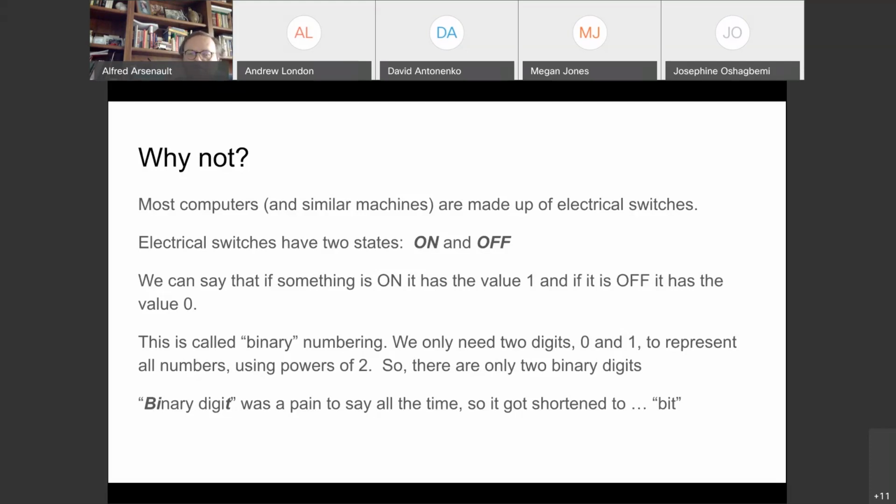And this is what's called a binary system. You only need two digits, 0 and 1, to represent all numbers using powers of 2. So there are only the two binary digits, 0 and 1. But back in the early days of computers, long before my time, saying binary digit all the time was a pain in the neck. So computer scientists, being lazy, shortened binary digit to bit. That's where we get the term bit. A bit is short for binary digit.